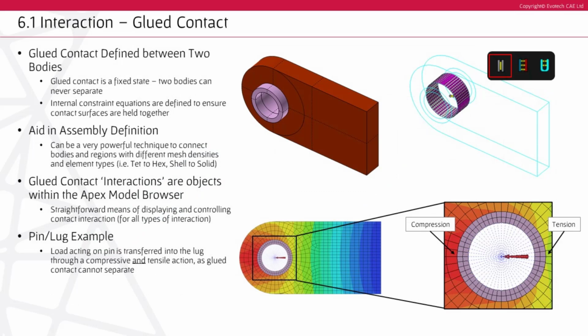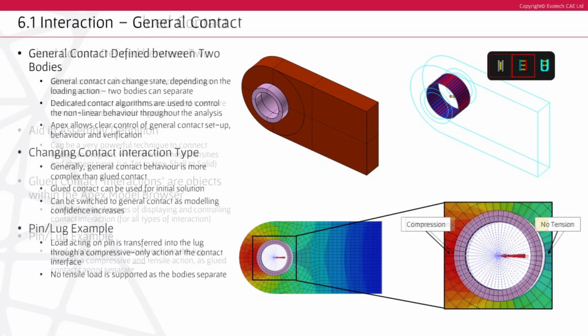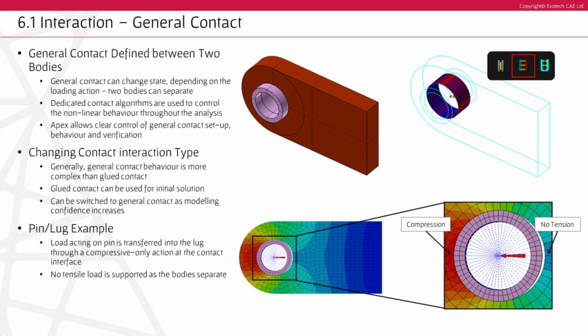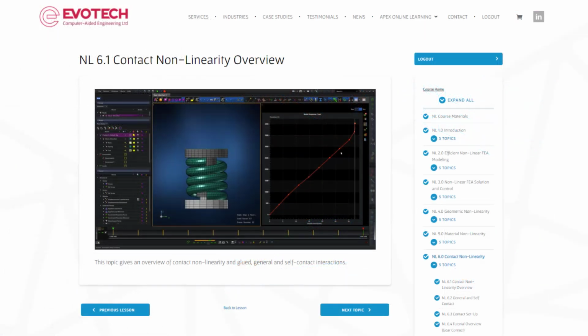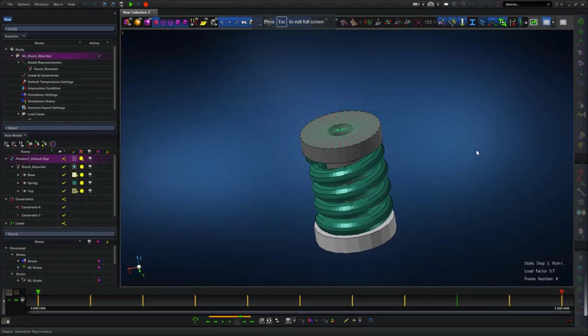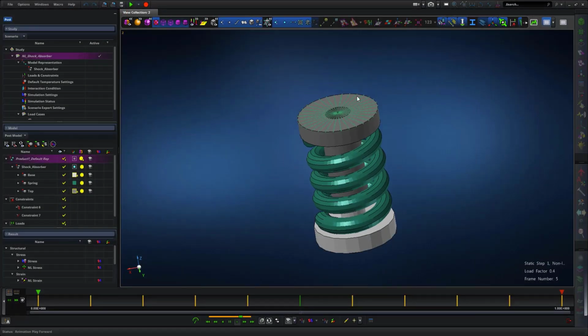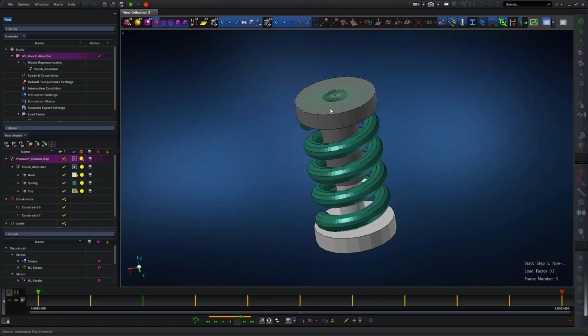These can range from glued contact, where two bodies are permanently in contact, general contact, where bodies can move into contact or apart from one another, or self-contact, where a body can touch or move apart from different regions of itself. All of these methods can be set up in an intuitive manner with specific result output such as normal and frictional stresses and forces available to ensure robust response.